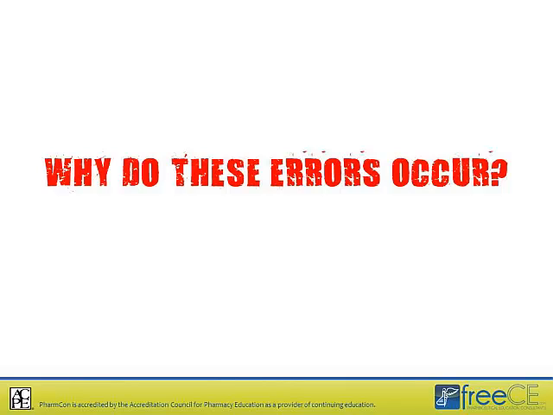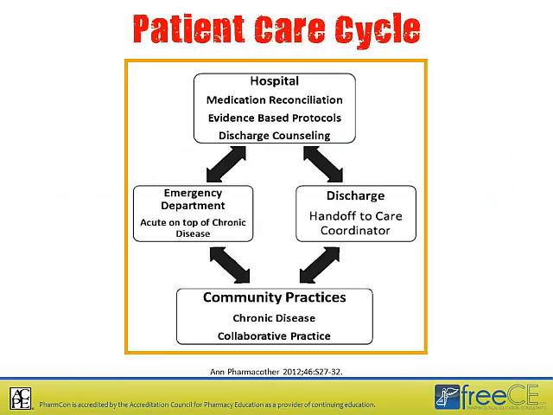So I think the next question after that is, why exactly are these errors occurring? There's an article in the Annals of Pharmacotherapy that was a really nice article and really was talking about the role of the pharmacist with all the legislation that's currently coming and all of the changes that are currently being proposed in terms of healthcare delivery and healthcare in general. And so there was this diagram that showed what should happen in terms of the patient care cycle. So we'll start at the bottom. Patients start out in community practice. They've got chronic disease states. They're involved with collaborative practice.